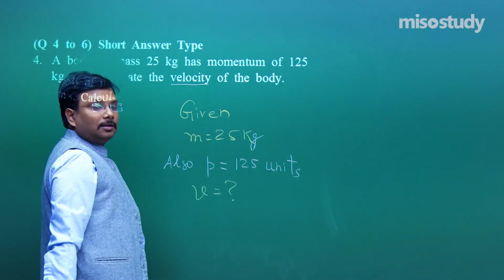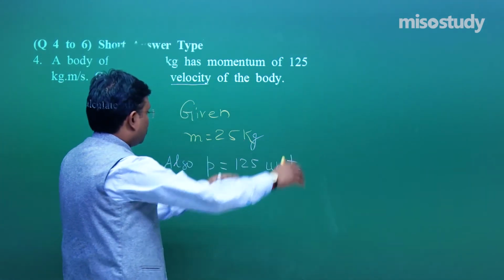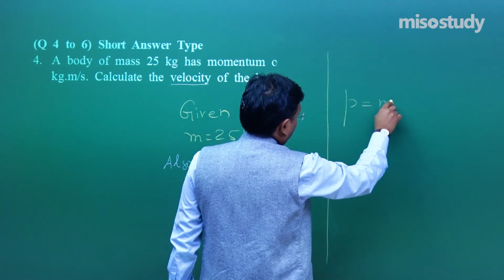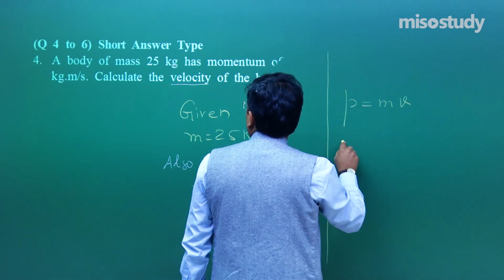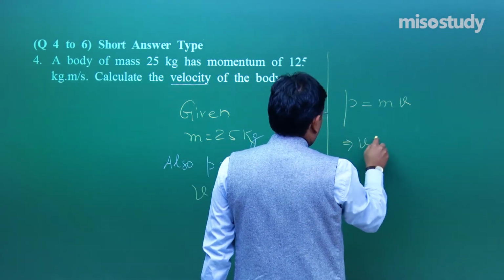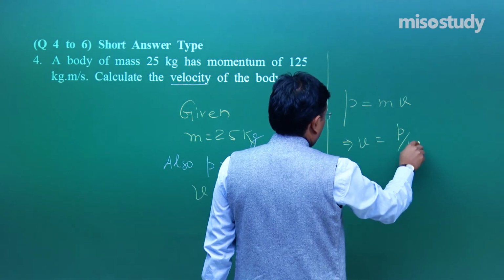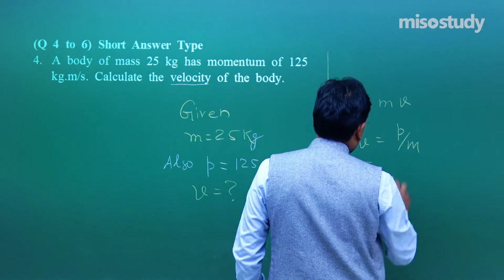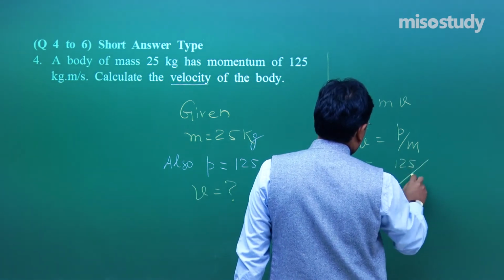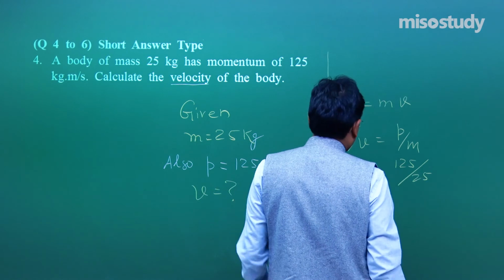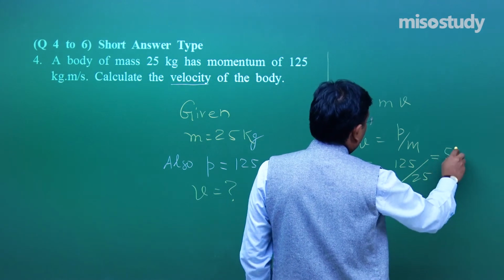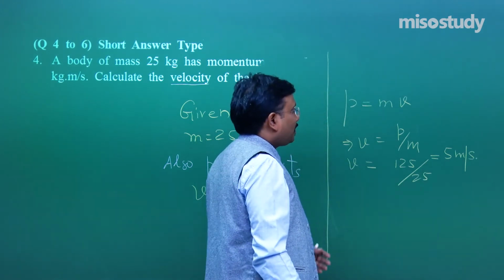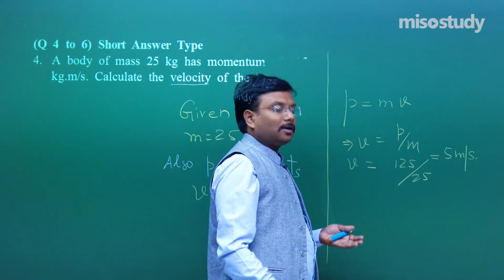Now, the formula that we should use, I will use this space, fine. So, v is p upon m, that is 125 upon 25, fine. So, you will get it as 5 meter per second, fine. So, basic formula is used for calculations.